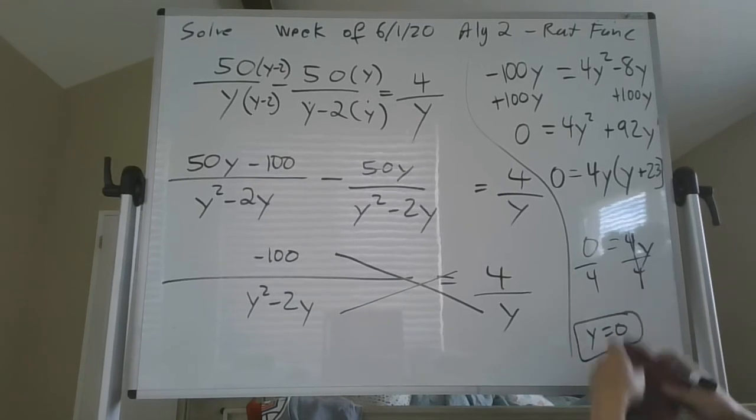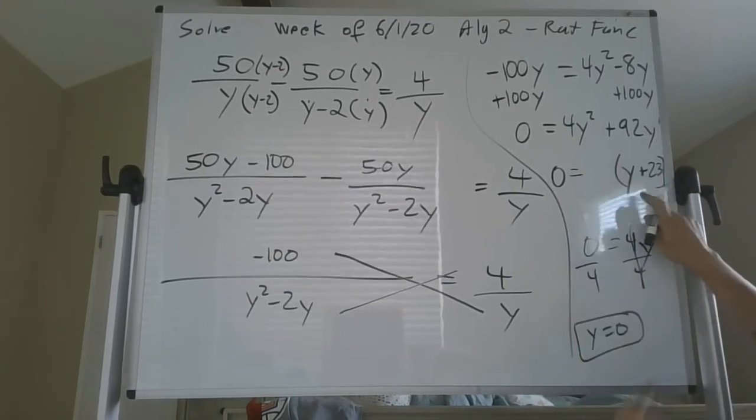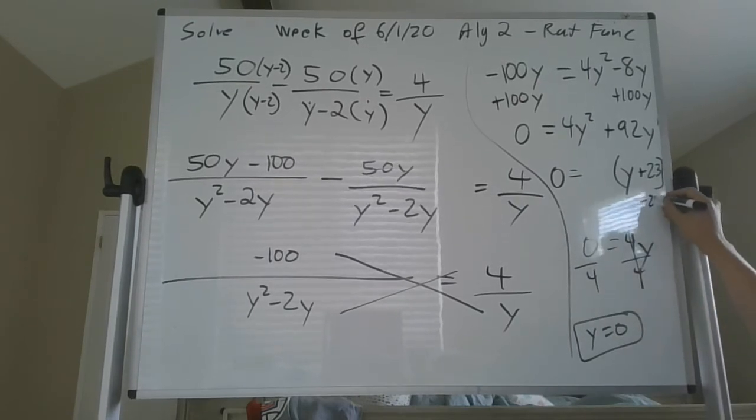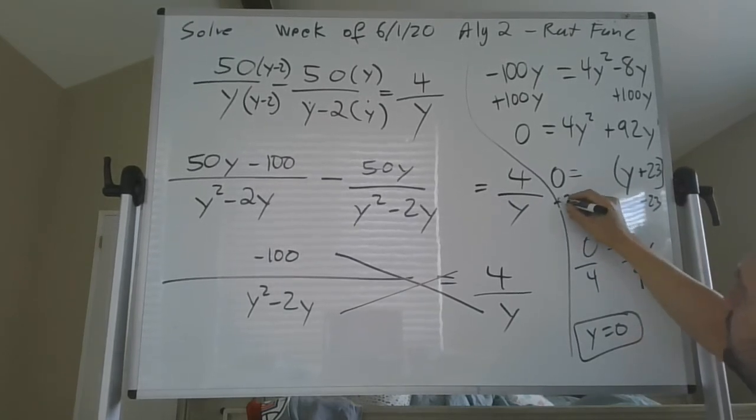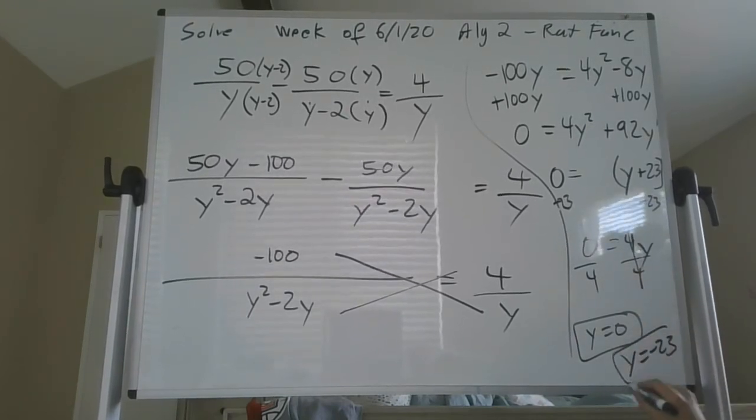Here's one answer. Let's do the second answer. I'm going to cover this up. Ready? y plus 23 equals 0. Minus 23, minus 23, y equals negative 23. That is heavy. I know.